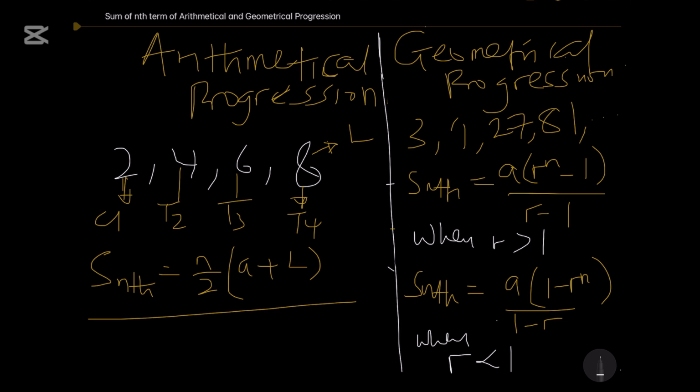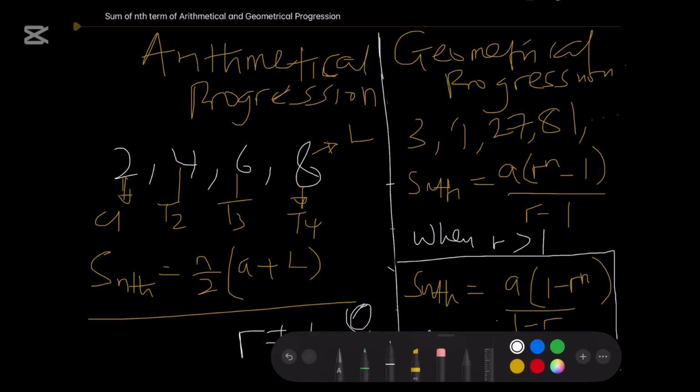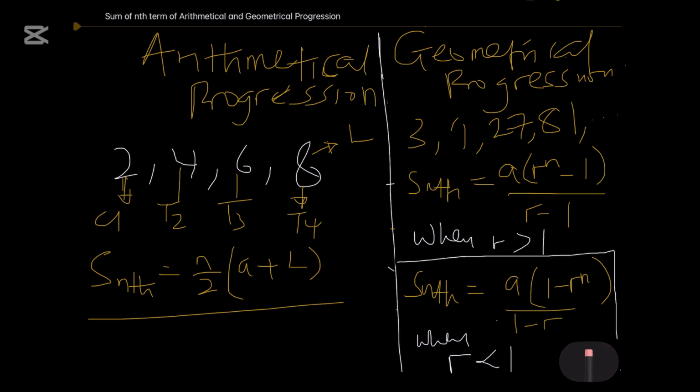the only situation where this formula is valid is when r is not equal to 1. Because if our r is equal to 1, the whole equation becomes 0. So that is the condition for each of these formulas: r is not equal to 1. So this is the formula for generating the sum of nth term of a GP. We have this condition and we also have this condition.